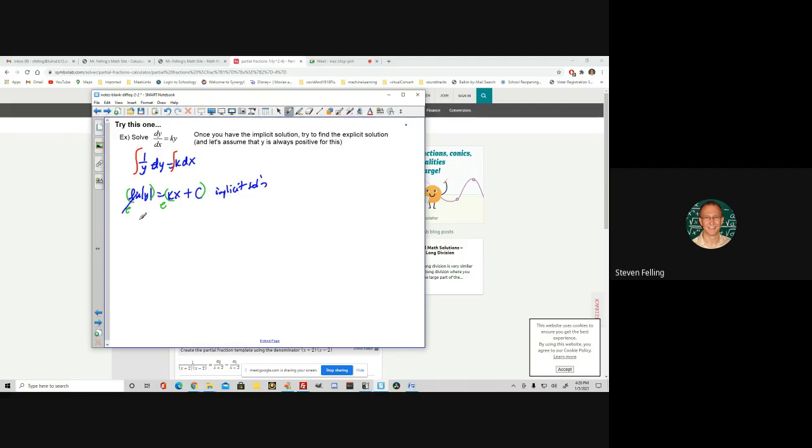So these would cancel, and I'd be left with the absolute value of y equals e to the kx plus c, which is the same as e to the kx times e to the c, which is just another constant. So it's a constant times e to the kx. Maybe this is a different constant than that final one. Okay. And since it said you can assume y is always positive, we could just write this as y equals some constant times e to the kx. This is the explicit solution because it's explicitly solved for the y variable.